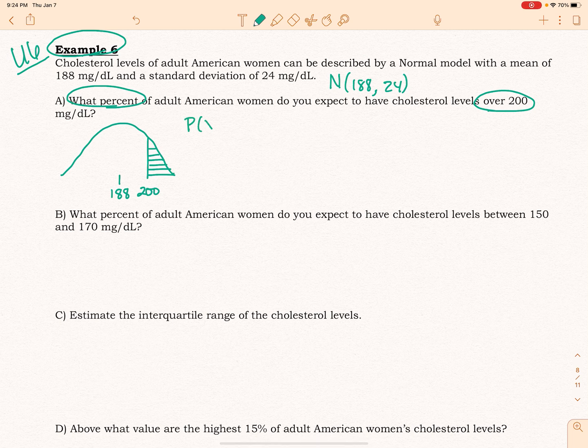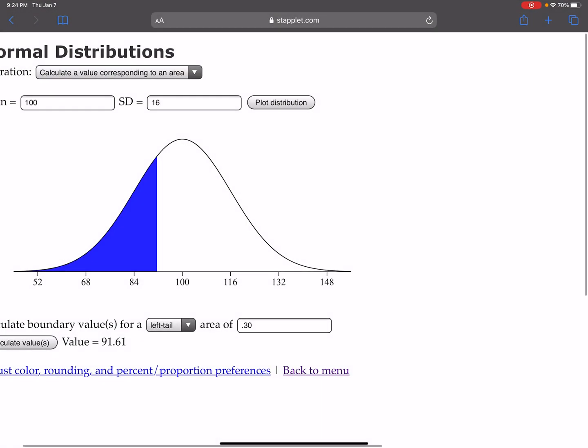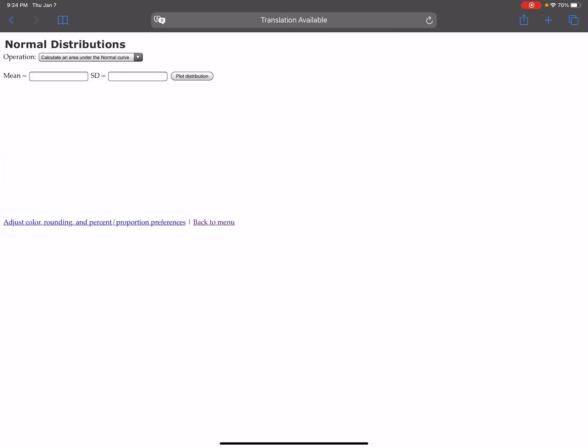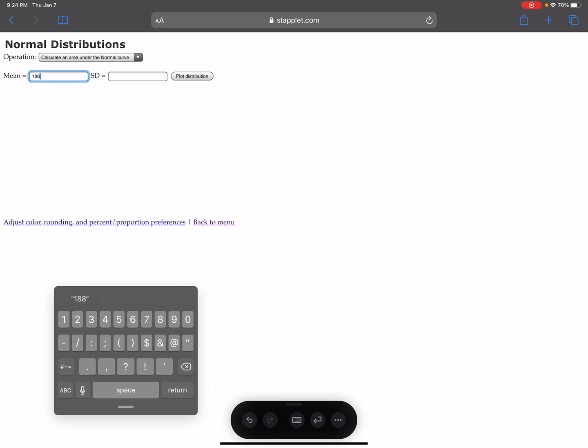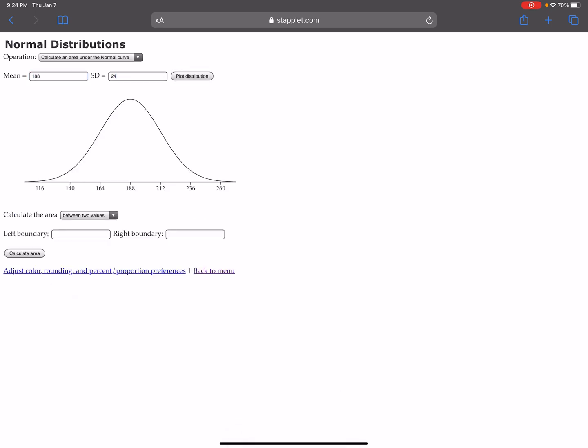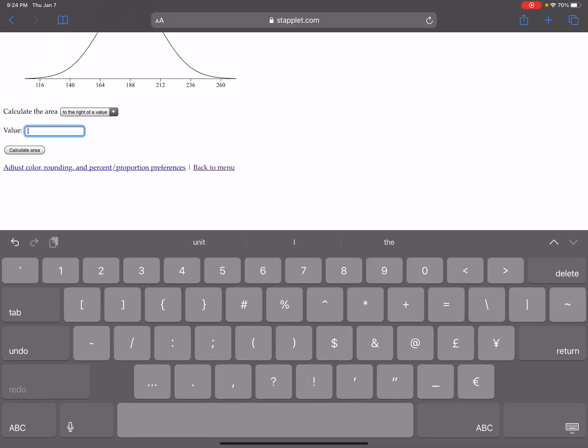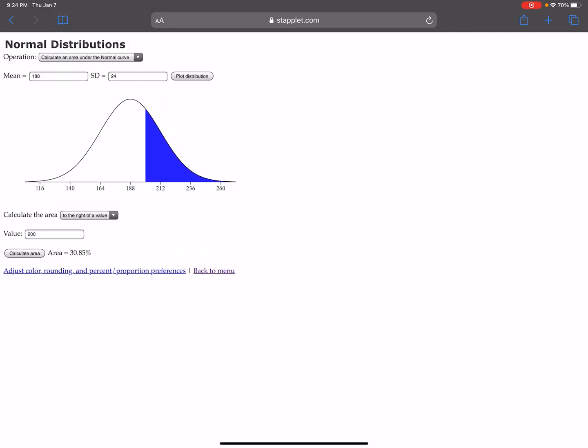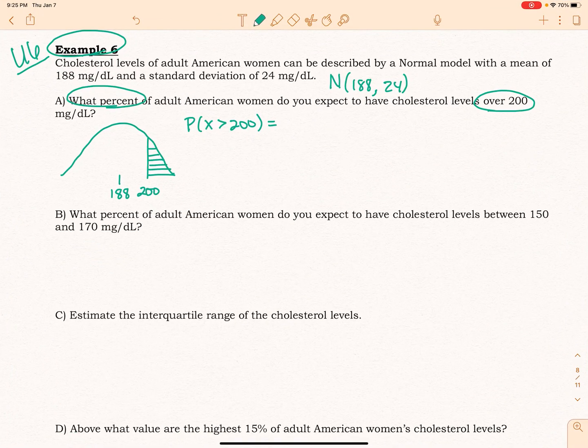So I'm going to write an inequality, and then I'm going to use Statlet. I'm looking for area under the curve. The mean, of course, is 188. Standard deviation 24. I'm looking for area to the right of a value, and that value is 200. So 30.85, or 30.85%, I should say. Okay, so I would expect 30.85% of adult American women to have cholesterol levels above 200.